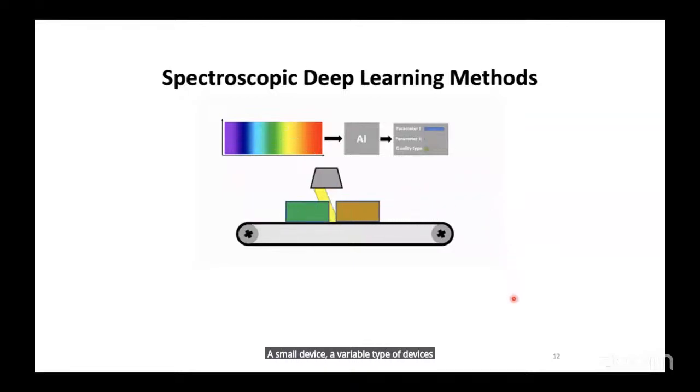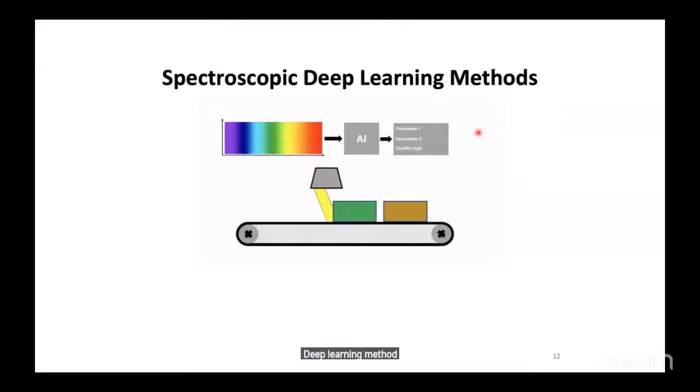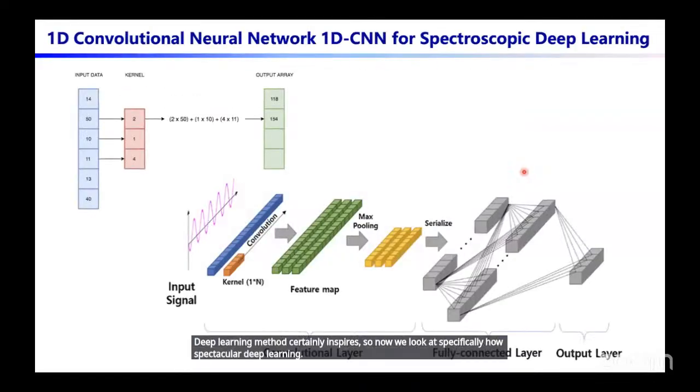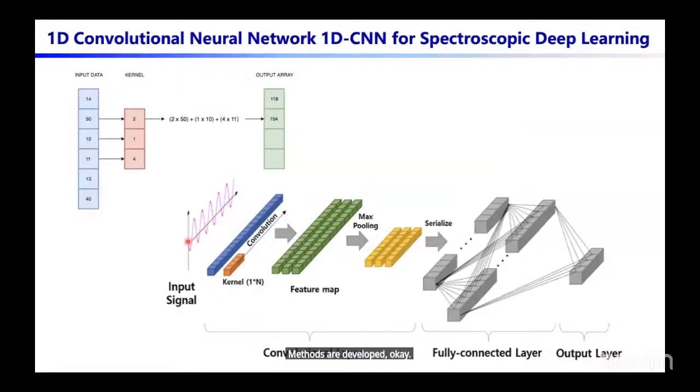With this kind of hardware development, certainly if we can combine the modern high-tech hardware with the new modern deep learning methods, it's better. So now we look at specifically how spectroscopy deep learning methods are developed. Okay, so this is an example.